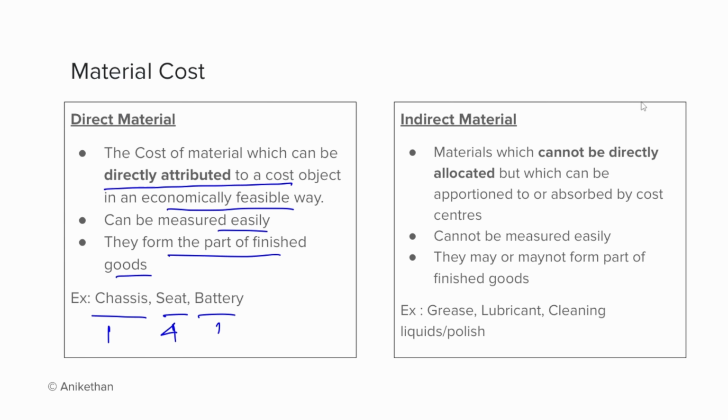Whereas indirect material is that material which does not form part of the end product, or cannot be measured easily. For example, grease and lubricant, even though they form part of the end product, cannot be measured. In a factory, they will buy lubricants in drums, and then they will allocate or apportion them to each product. They will not purchase one drum and put it into one car. Hence, it is indirect material.